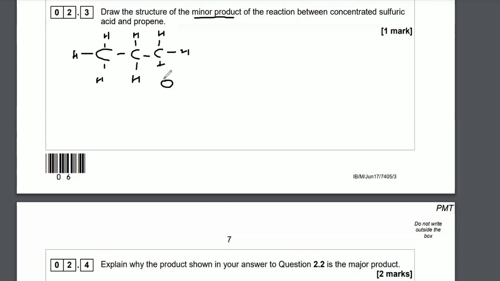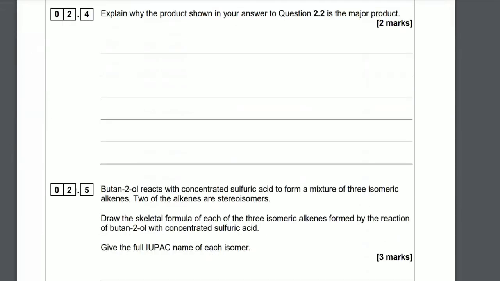So notice in the minor product, the positive carbon is this one. It only has 1 ethyl group. So that oxygen is going to donate its pair and form a covalent bond to that carbon here. And then we just need to fill in the rest of the structure, which is that sulfate group there. And there we go. 1 mark. That's the minor product.